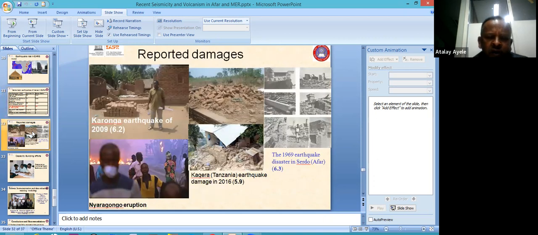If we talk to even engineers or people that really undermine the potential damages, but from what has been reported so far, this is a Karonga event of 2009, 6.2. It devastated the Karonga village, part of it actually, a lot of damage. This is the Goma, part of Goma city, I think from 2002 probably. This one is the Kagera in Tanzania, a lot of devastation. And this one is the 1969 Sordo damage in Ethiopia, in Afar, 6.3.